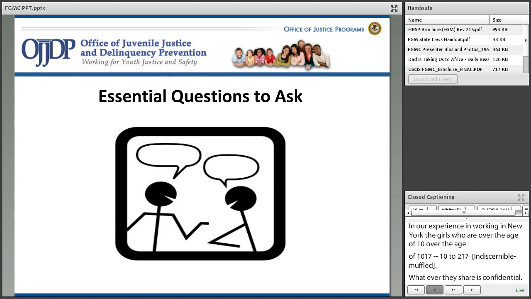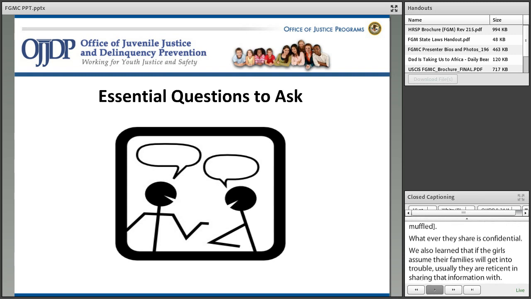So the biggest challenge for you as a service provider is what you need to do to build that trust, as Andrea said, while at the same time creating safe spaces where that information can be disclosed, but the girls can also get support.